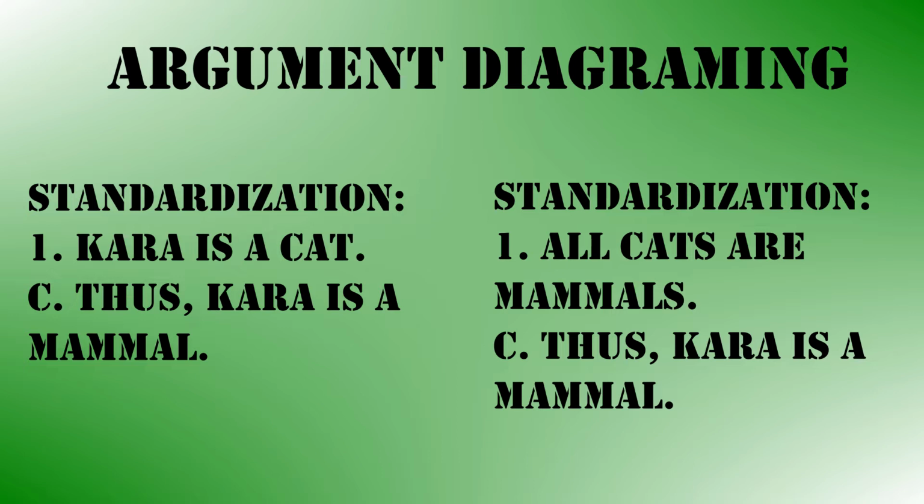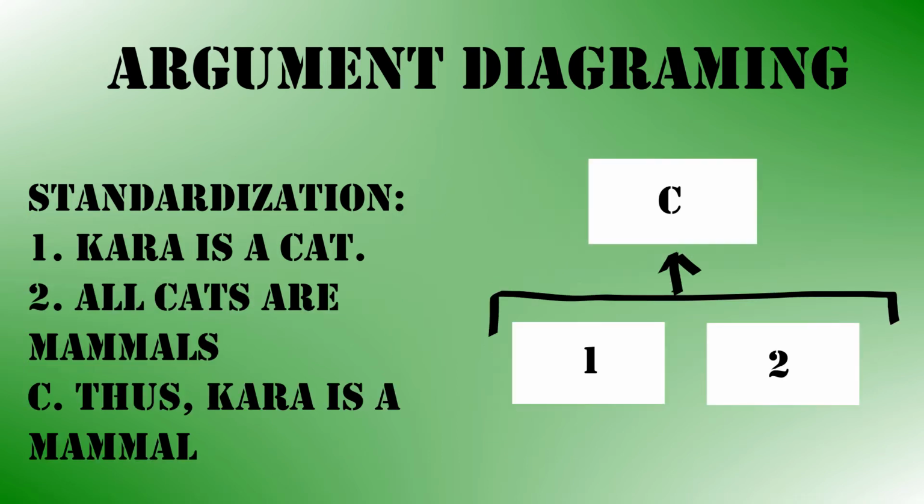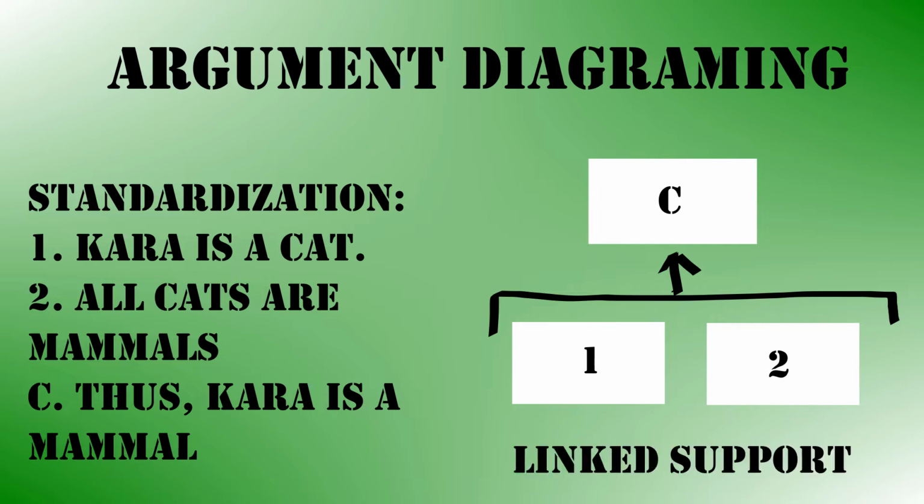The two premises only really make sense when they work together. Each gives one part of the conclusion. The first premise gives the Kara part of the conclusion, and the second gives the mammal part of the conclusion. Those two things taken together give us the entire conclusion, so this is going to be an example of what gets called linked support.